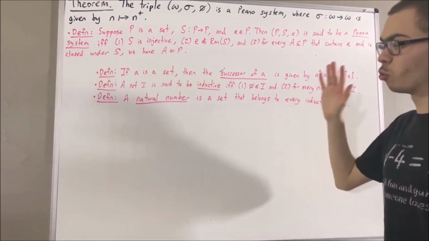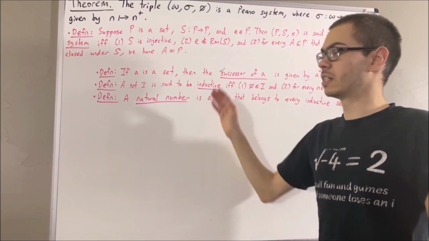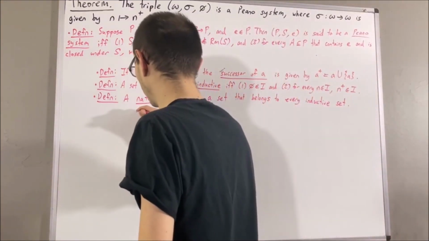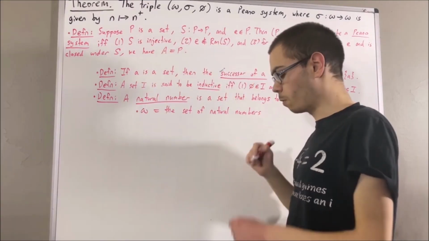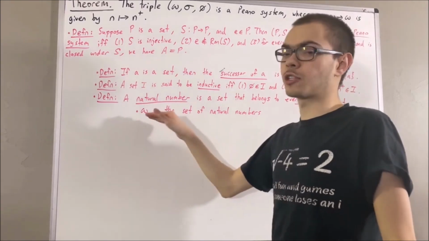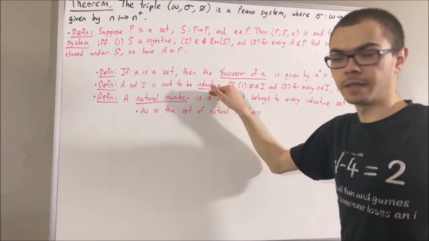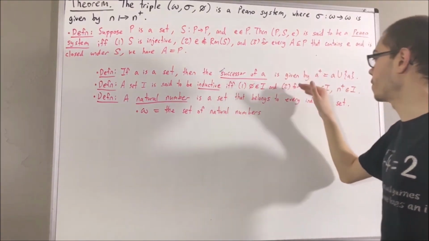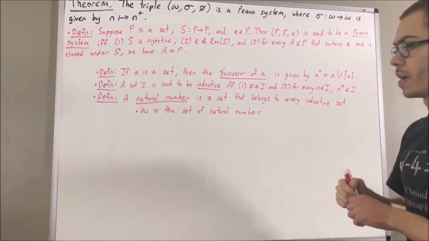And at this point, we have proven that there exists a set whose members are exactly the natural numbers. And we denote that set by the Greek letter omega. Now, we've also proven that the set of natural numbers, omega, is an inductive set, meaning the empty set is an element of omega, and for every element n in omega, the successor of n also belongs to omega.